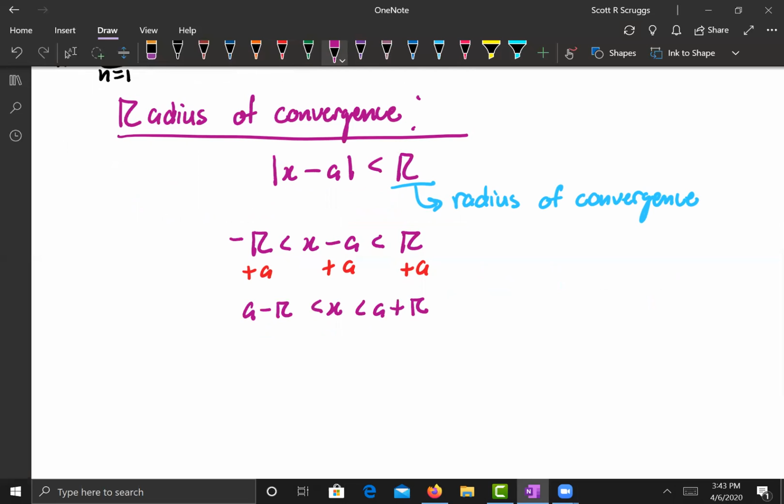And now the advantage of that, because x is in between two numbers essentially, is that it forms an interval. And so that's how we're going to form a radius of convergence. Or interval of convergence, my bad. I see a message. And I'll respond to that very quickly.